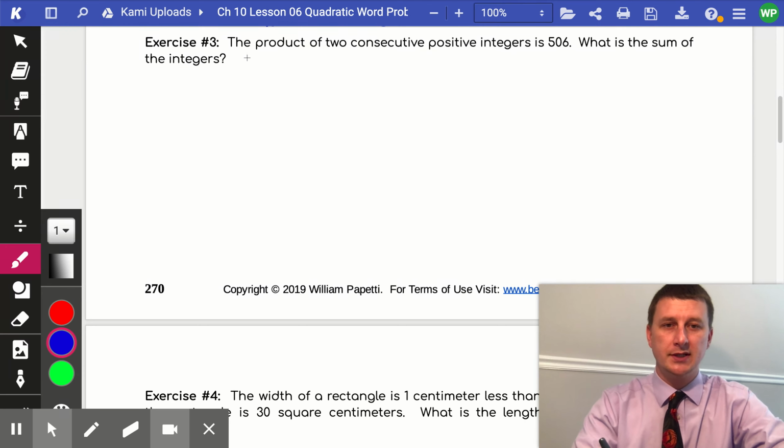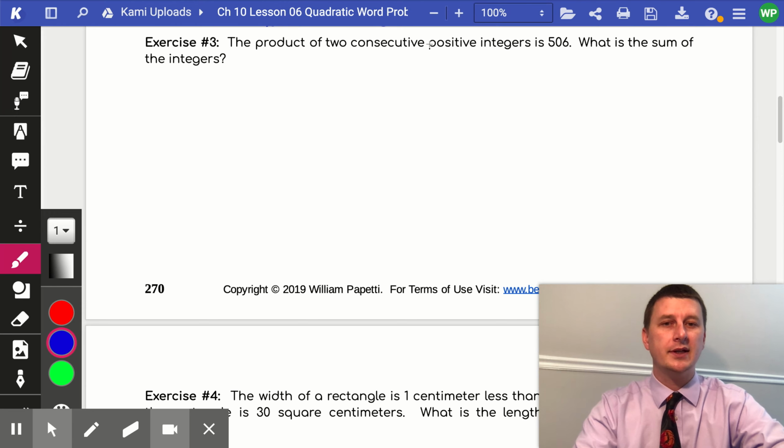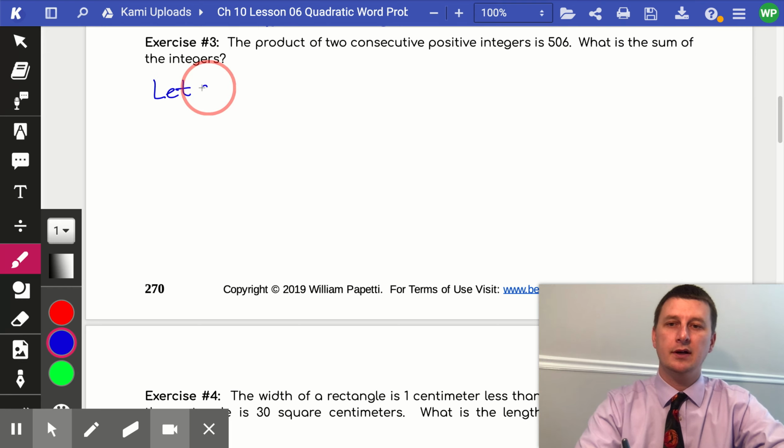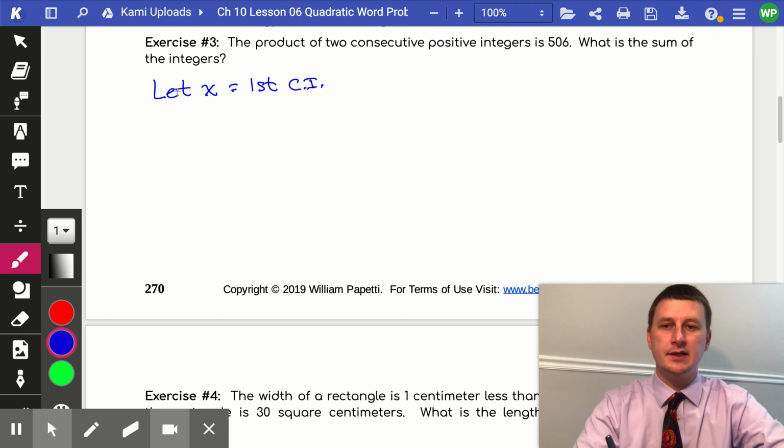So just because it's two sentences doesn't mean that there's a lot involved in this problem, because there is going to be a lot involved. So let's start off by looking at the keyword, product. So we're going to have to multiply something. Then we have consecutive positive integers. So if we want consecutive numbers, we're going to let x equal our first consecutive integer. Okay, and what would be the next number?